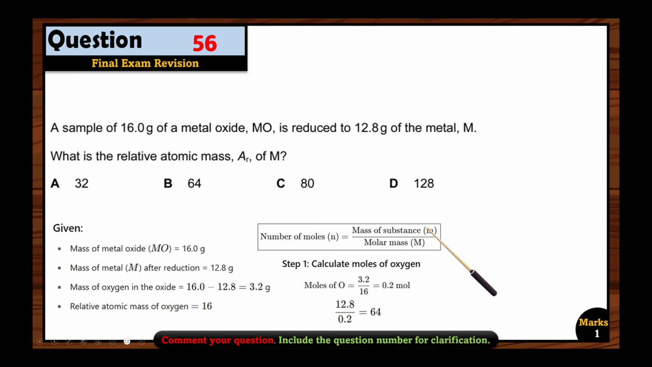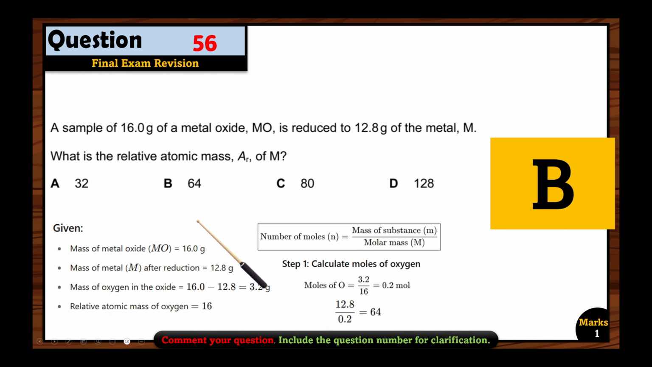And we are already given the mass, right? So now we will put the number of moles as 0.2 and the mass of the substance as 12.8. When you reshuffle this formula, you will see that 12.8 divided by 0.2 gives you the answer 64. So 64 is the relative atomic mass of this metal. So 64 is the right answer.